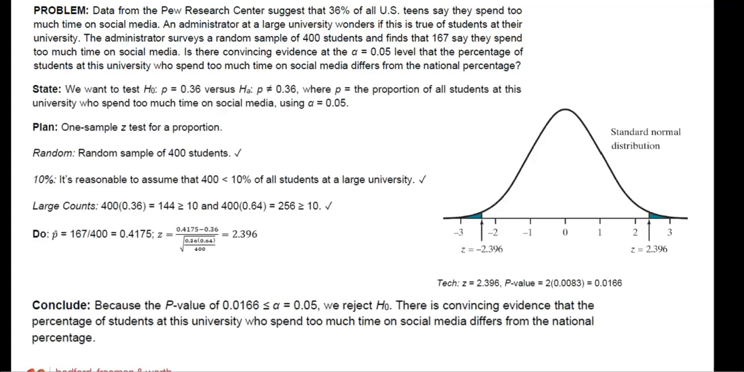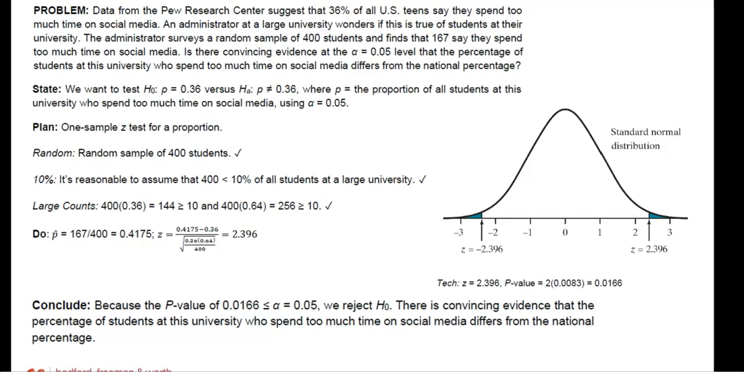You go through all the steps, right? State the null. I would recommend stopping this and doing it on your own, see if you can match it up. Null is p = 0.36. Alternate is not equal to. The reason for that is the last sentence there: the percentage of students who spend too much time on social media differs from the national percentage. So they're not saying it's greater or less, they're just saying, is it different? So that last sentence is why it's not equal to.